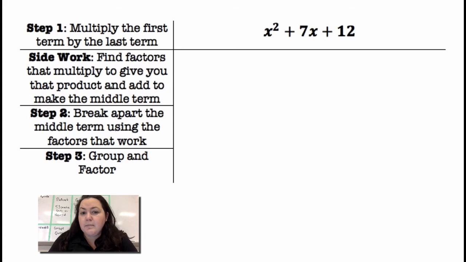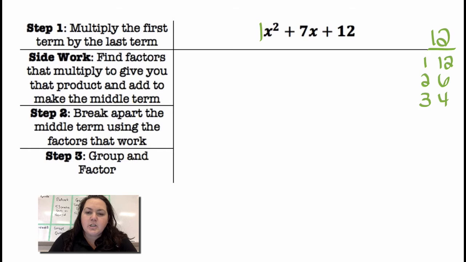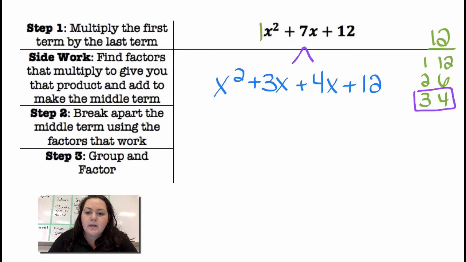The leading coefficient this time is a 1, times the last term, which is 12. And I'm going to do my side work, so I'm going to list all the factors of 12: 1 and 12, 2 and 6, 3 and 4, and I'm looking for the set that multiplies to 12 and adds up to 7. So that would be 3 and 4. So I'm going to break apart the 7x into 3x and 4x, and then I'm going to bring down the first term and the last term.